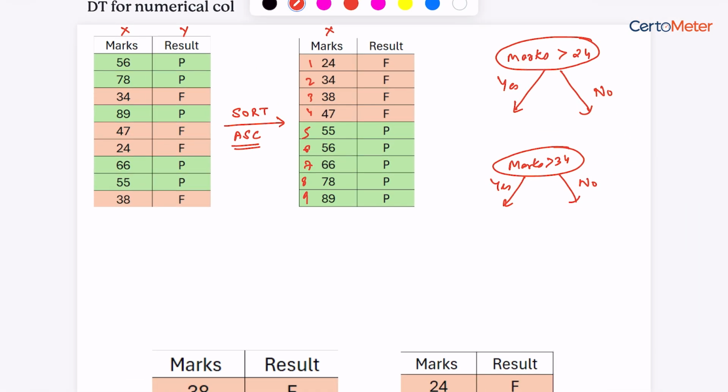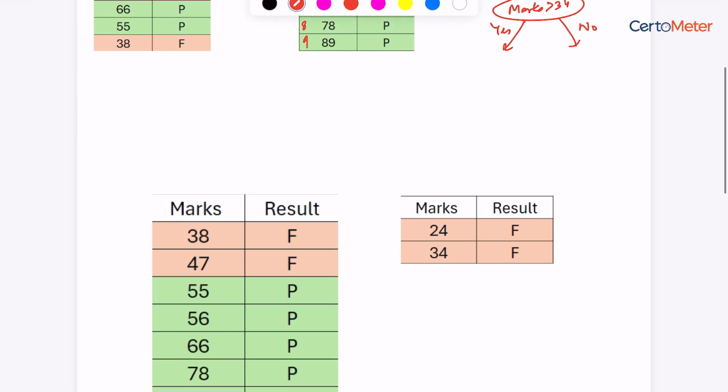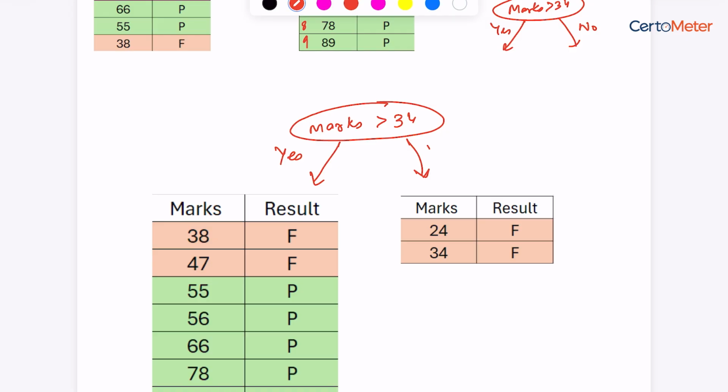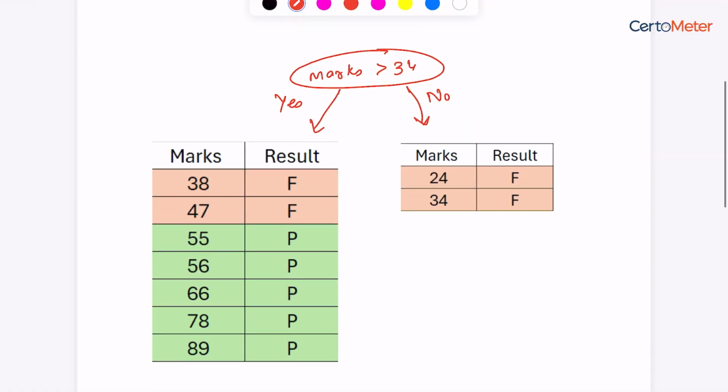Now, how will the data look after the split? Let's suppose I make this split where my marks value is greater than 34 or not. This is the data set that I will get for yes, and this is the data set that I will get for no. So whenever I make a split on every value present in my numerical column, I am going to get 2 data frames. For each of these 2 data frames, I am going to calculate the entropy.